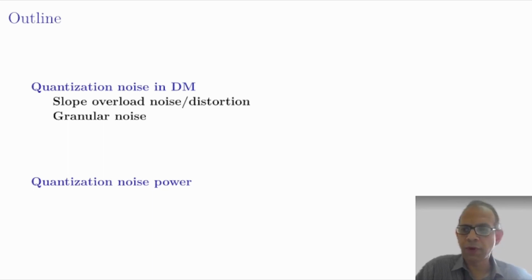There are two types of quantization noise in a delta modulator. One is the slope overload noise, also called slope overload distortion. And the second is called granular noise. We'll look at these two types of noise in delta modulation, and we'll also compute the quantization noise power in a delta modulator and compare it with that in PCM.